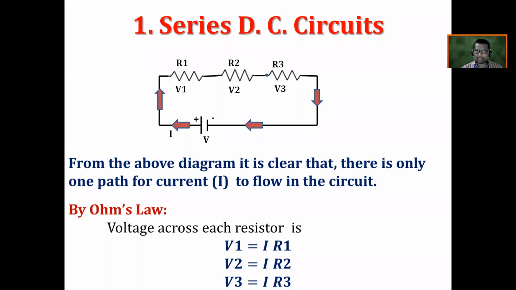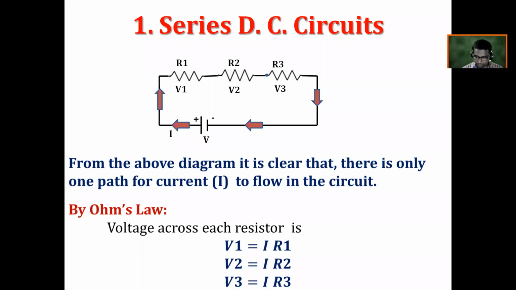Now, when we apply Ohm's law to each resistor, can we write the equation like this? V1 is the voltage across resistor R1. To calculate the voltage across R1, I must know the current flowing through R1 and the resistance of R1. By applying Ohm's law, V is equal to I into R. Is it right? Because here not a single resistance is present; three resistances are present, so the total voltage will not appear across any one resistor.